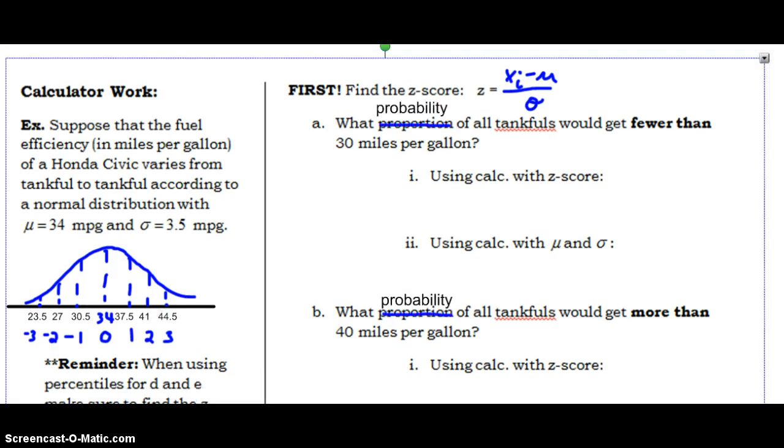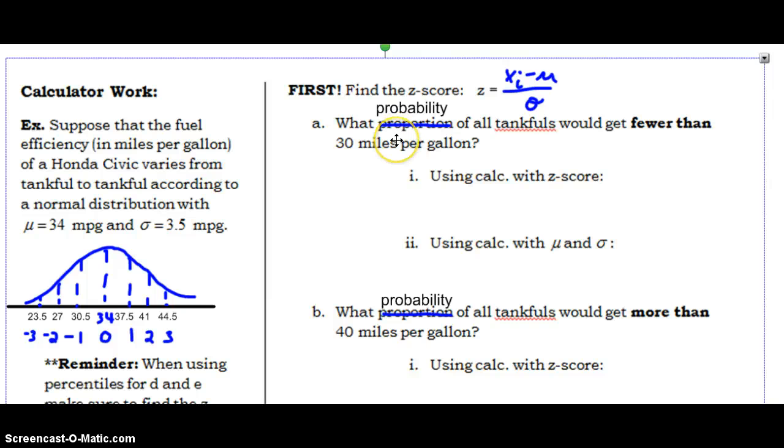Okay, so I went ahead and changed this on your notes before I printed it from proportion to probability. Most of the time they're going to ask as a probability or percentage, so I want to stick to those two vocabulary words. So remember, a probability would be a number between 0 and 1, and then percentage obviously would be between 0 and 100%.